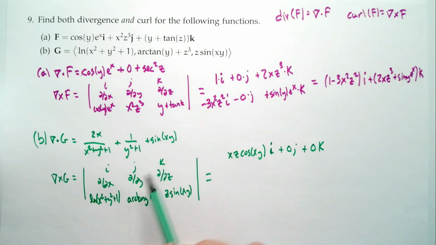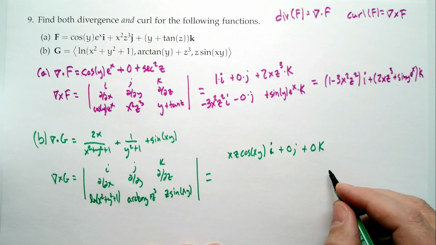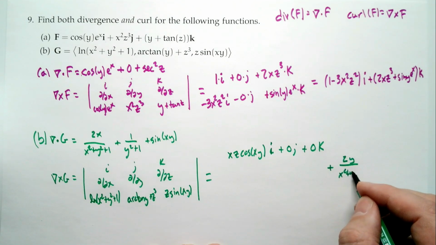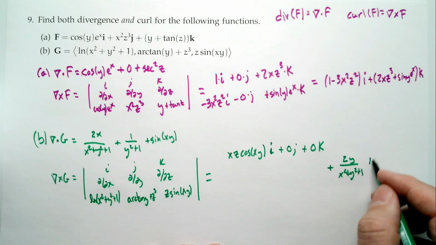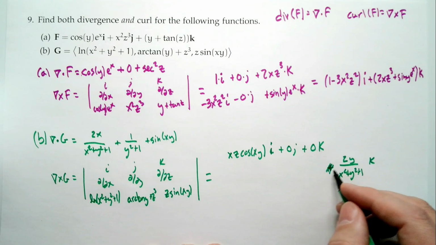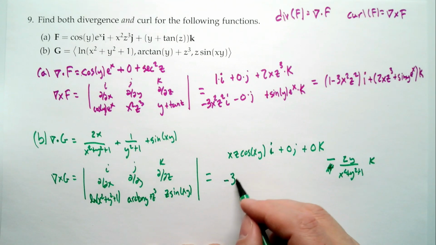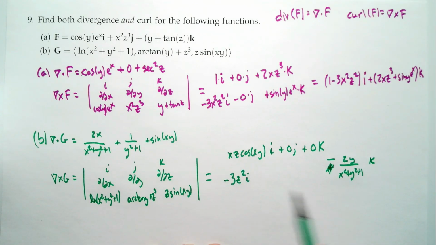Now going uphill, partial y of log of x squared plus y squared plus 1, there is something there, so that's going to be 2y over x squared plus y squared plus 1 times k, but I put plus. I shouldn't have because it's uphill, so it's minus. Partial z of arctangent of y plus z cubed is 3z squared. That's in the I direction. And we're going uphill, so subtract 3z squared I.